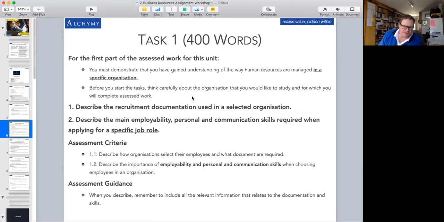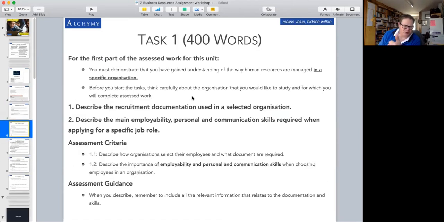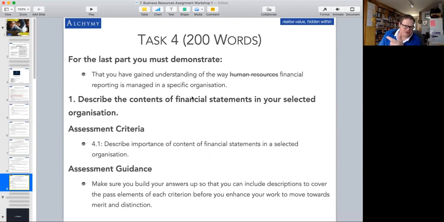So describe the recruitment documentation. We talked about that. Describe the employability and so on. Task 2 and task 3 and task 4. So task 1 is 400 words, 200 words, 200 words, 200 words. So you have 1,000 words in total. So you don't have a huge amount of words to play with, to be honest.